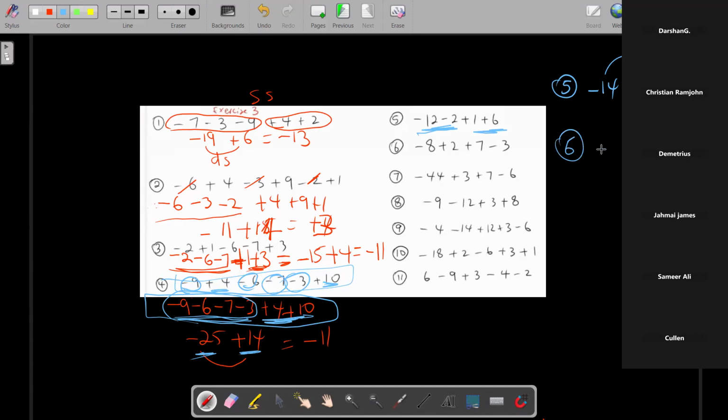Number 6, again, we can rearrange number 6. We could say minus 8, take away 3, plus 2, plus 7. This is minus 11, plus 9, which is equal to minus 2. So you see from one line to the next, and I put equals to my answer, so you can clearly see what the answer is here.